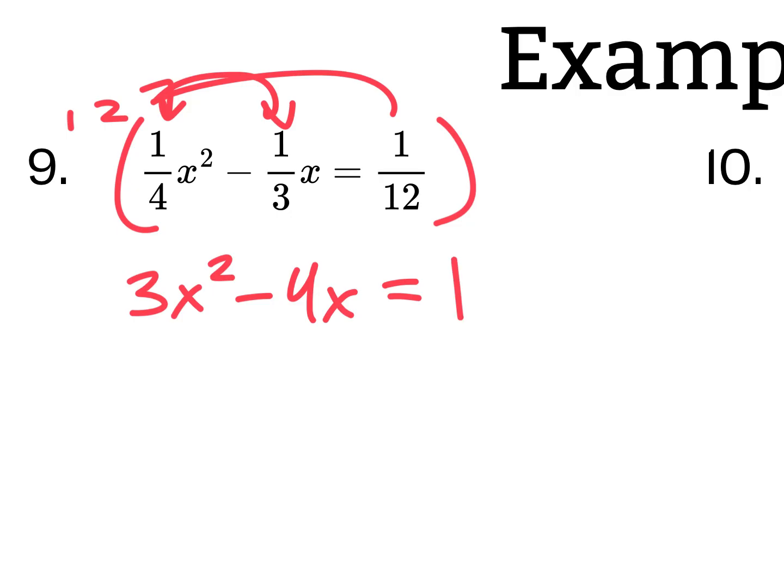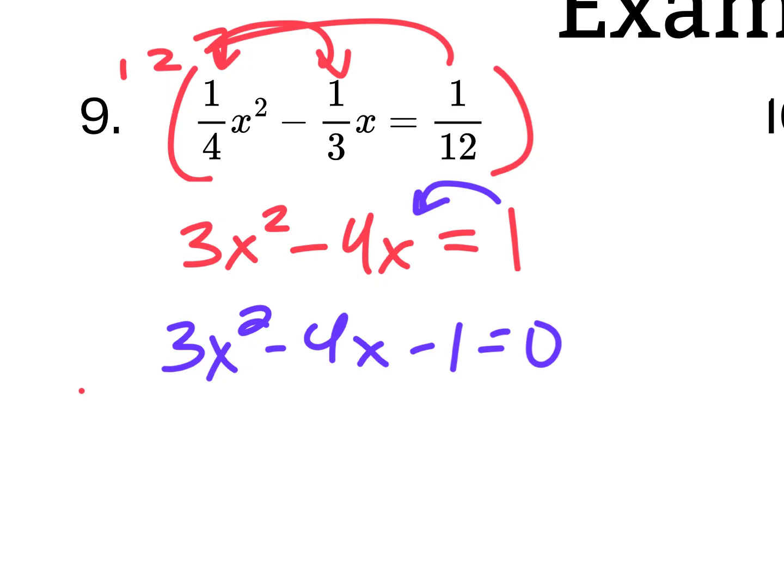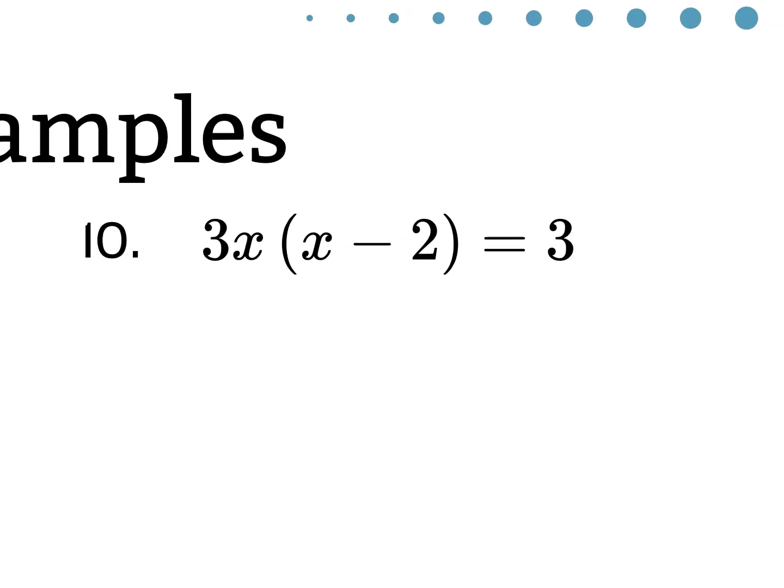Before I can throw this into the quadratic formula, what do I need to do? I got to move that 1 over. Good. That positive 1 on the right side becomes what on the left-hand side? Perfect. 3x squared minus 4x minus 1 equals 0. What's your A term? 3. What's your B term? And what's your C term? Perfect. All right. What about here?